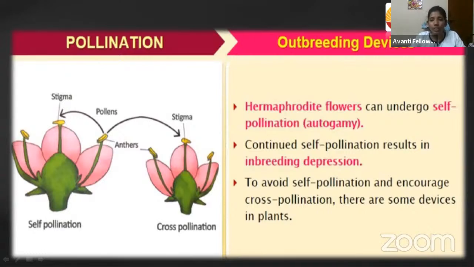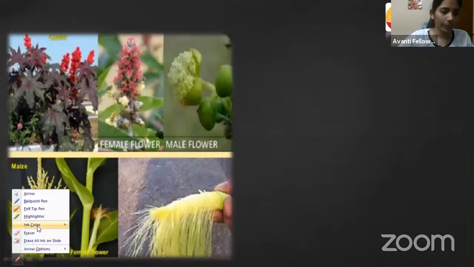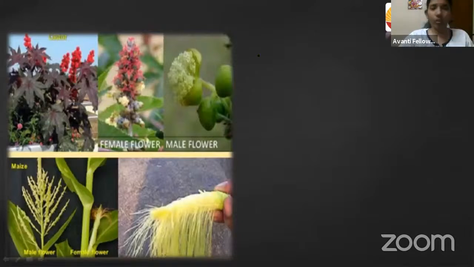Why is it avoiding self-pollination? Because continuous self-pollination for many generations leads to inbreeding depression. Inbreeding depression means there are chances of expression of recessive characters alone. That is the main purpose why plants avoid self-pollination. So to avoid it, the plants adapt some techniques. What are those techniques? Let me write. And you already know what outbreeding is. Outbreeding or outcrossing, both are the same.